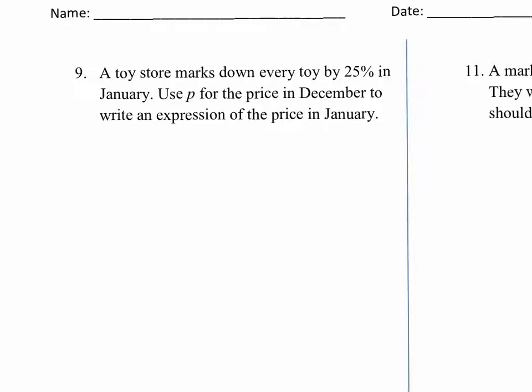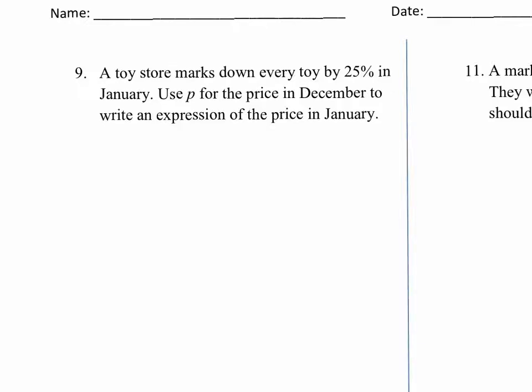Number 9. A toy store marks down every toy by 25% in January. Use P for the price in December to write an expression for the price in January. This is real shopping, guys. If you wait and spend your money after Christmas, you get a better deal.